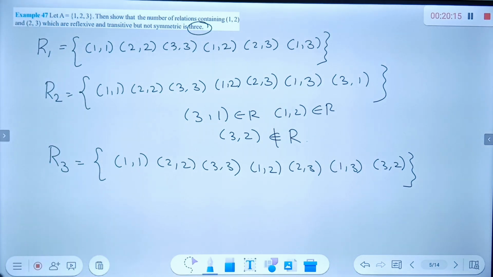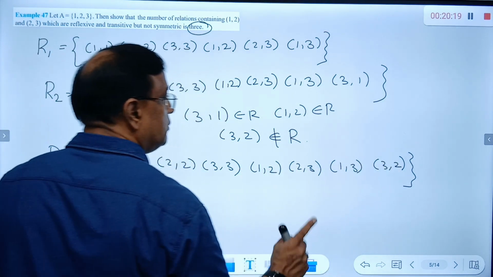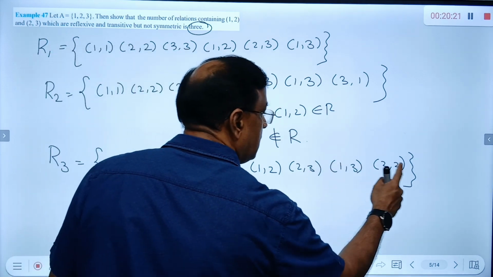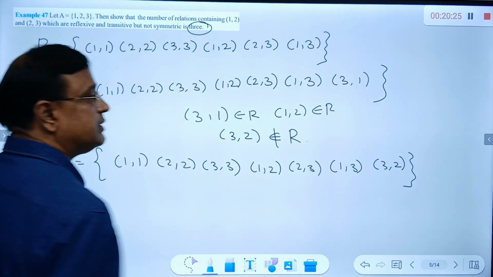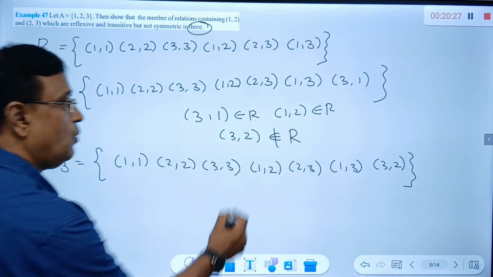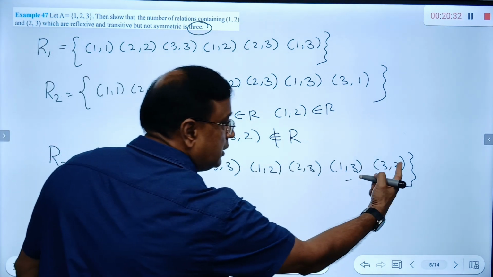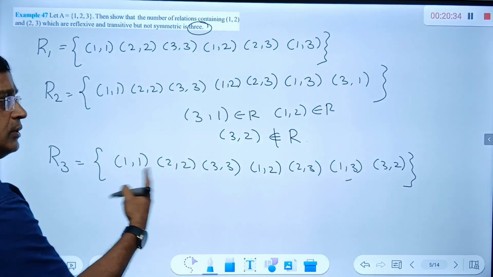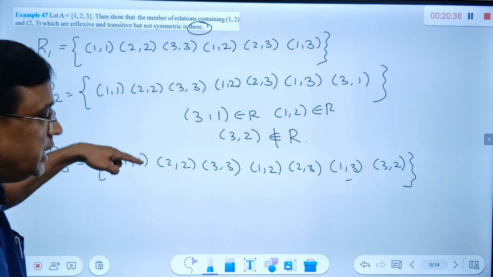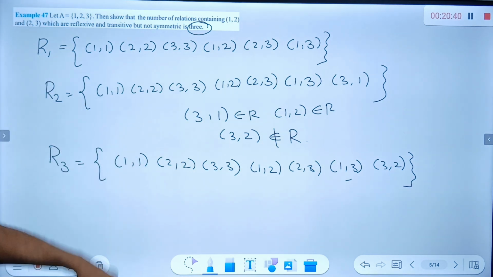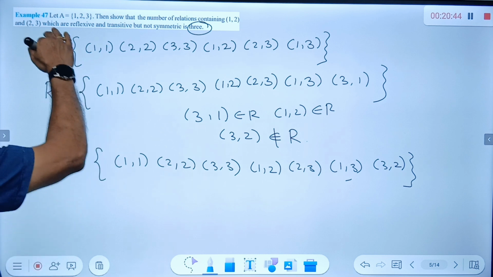Now, is it transitive? (2, 3), (3, 2) works. (1, 3), (3, 2), (1, 2) works. So I think it satisfies the definition of transitive. (1, 2), (2, 3), (1, 3) is there. (2, 3), (3, 2), (2, 2) is there. So I think this is transitive. So this is an example of a third relation which is reflexive, not symmetric, but transitive. Okay, I hope this is clear.